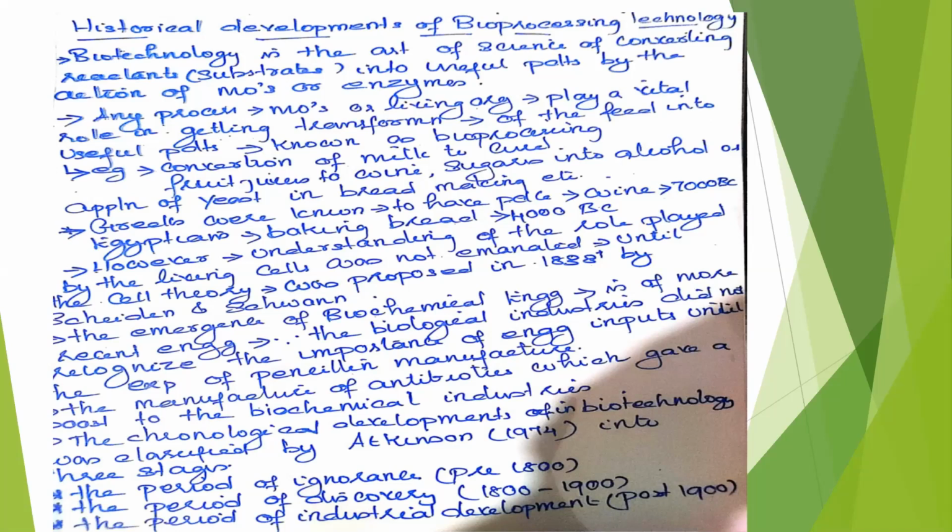That is the period of ignorance, that is pre 1800. And then the period of discovery, that is 1800 to 1900, and the period of industrial development, that is post 1900. Like this we can classify the history of development of bioprocessing technology.